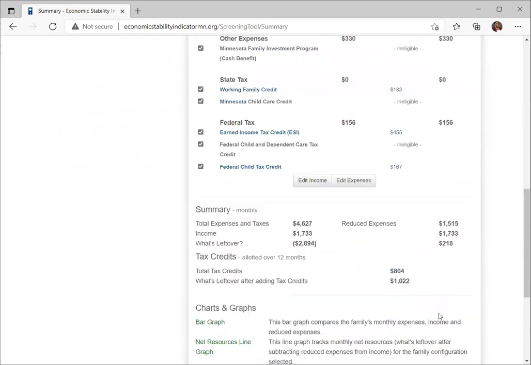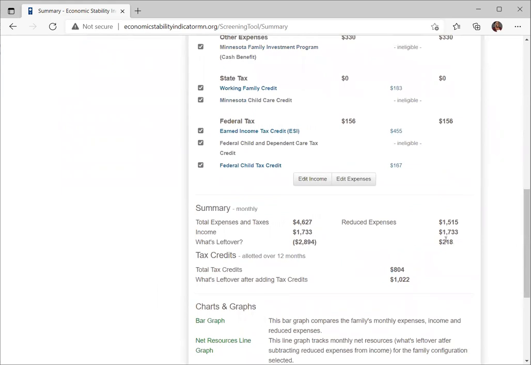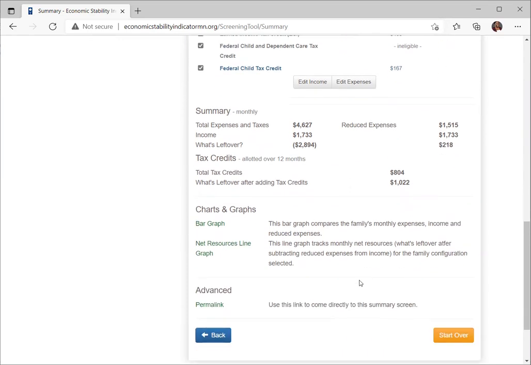So just looking at that at face value, you see here that this family's expense before they're enrolled in public programs is about $4,600 every month. With their income, they're almost $3,000 in the hole every month. However, if they're enrolled in the programs, which are expense reducers, you see their expenses are reduced to about $1,500 every month. And with their income, they have about $218 left over, as well as their tax credit benefits.